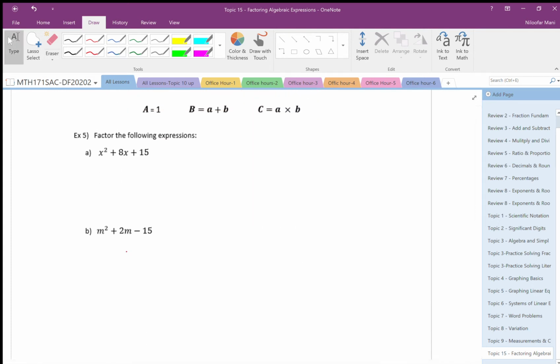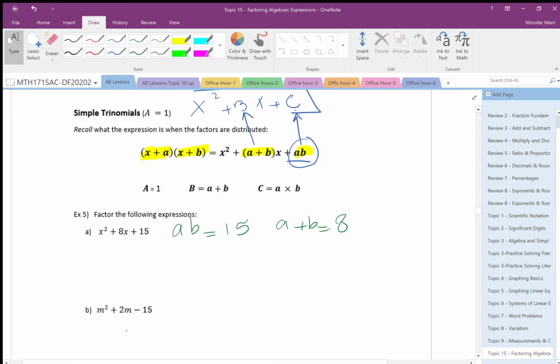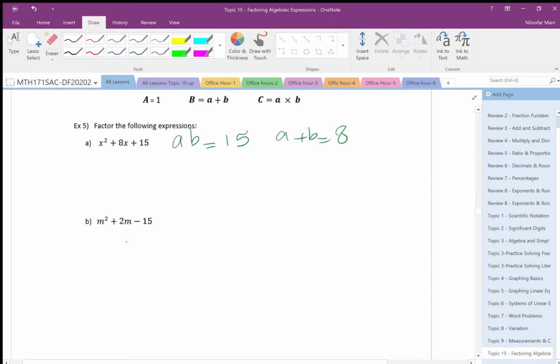So I want to show you an example. The first one is this one. Is a equal to 1? Yes. Beside x squared, I see just 1. So that's the first type. Perfect. So I have to look for two numbers. If I multiply them it's 15, if I add them it's 8. How do I know? Because I look at there. If I multiply them, it must be the number. If I add them, it must be the one beside x.